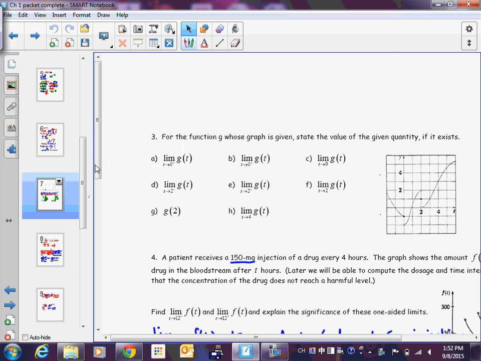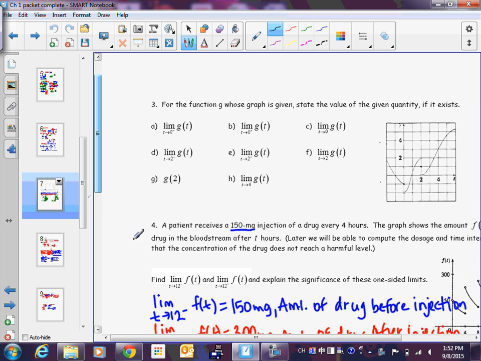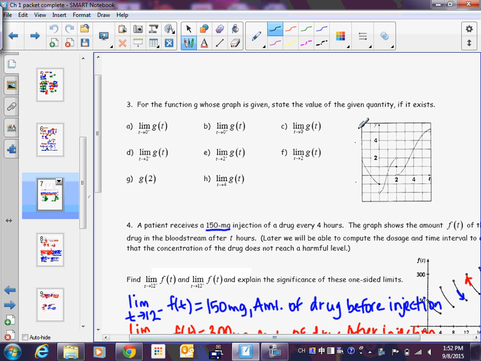All right, let's go over these. Hopefully you were able to at least get through A, B, and C. So this is just good review for the quiz tomorrow. Let me darken this in really quick.